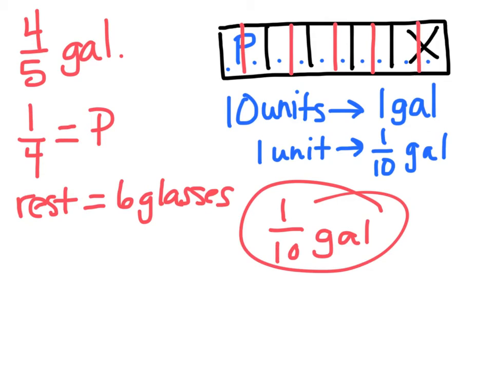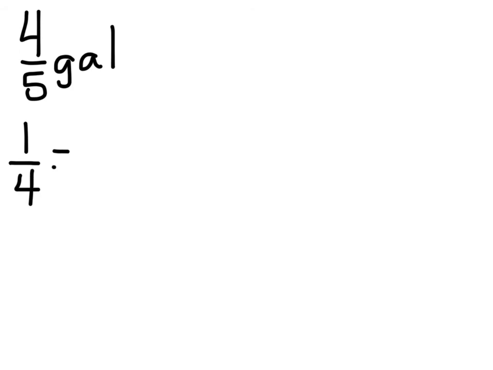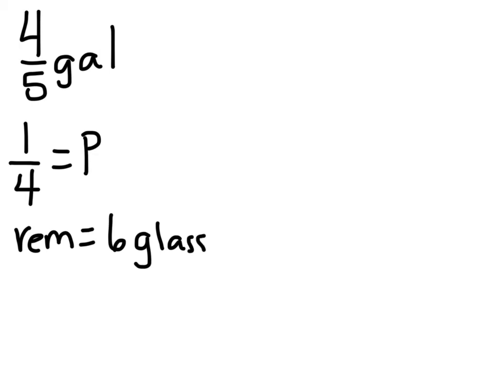Now let's try this using method 2, which only uses the math instead of using the picture. Let's review our facts. We have 4/5 of a gallon of lemonade. 1/4 of that 4/5 is poured into a pitcher. And the remainder is divided equally amongst 6 glasses. All right, so let's figure this out.